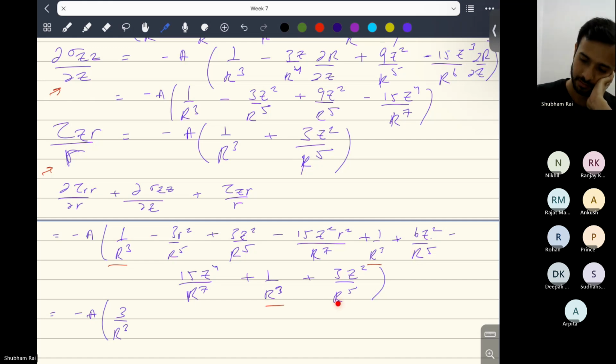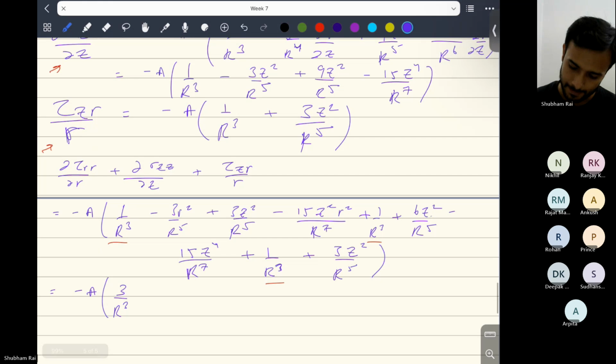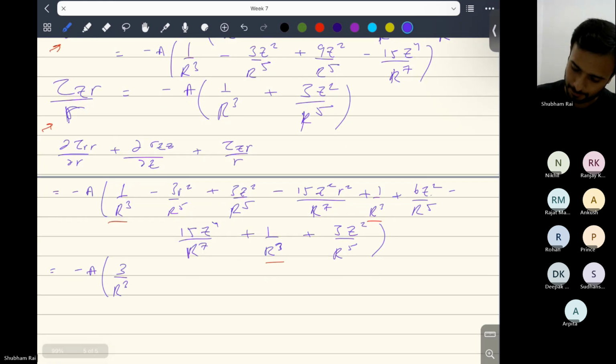So 3 z square by R⁵ plus 3 z square by R⁵ will be 9 z square by R⁵. And then you have minus 3 R square by R⁵. And then you have 6 here also. So 9 plus 6 will be 15. So it will be 15 z square by R⁵. And you have minus 3 R square by R⁵. So let me just write, just writing this term as it is, 3 R square over R⁵.